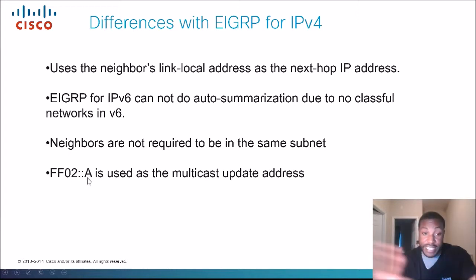FF02::A, this is a compressed address. Remember, there's a bunch of zeros in here, separated by, not octets, I don't know what they're called, but there are 8 sections in an IPv6 address. I'll put a comment below to let y'all know what that is. I can't remember off the top of my head. It is used as the multicast update address.